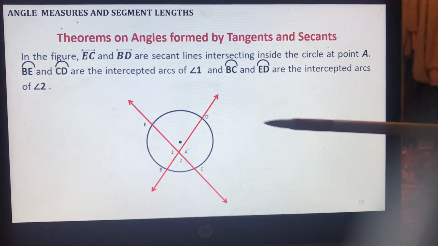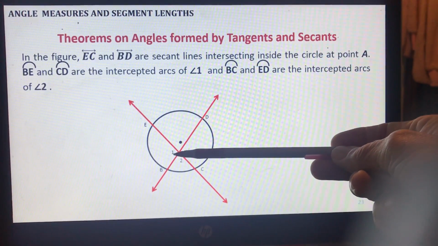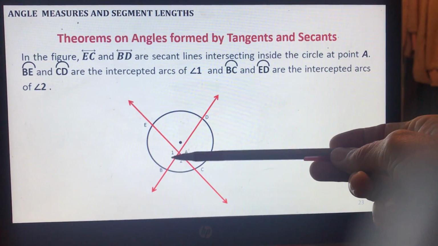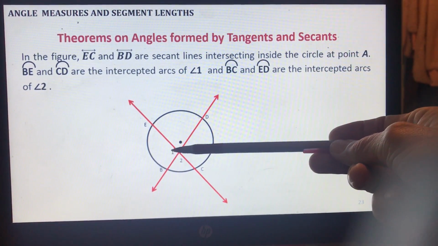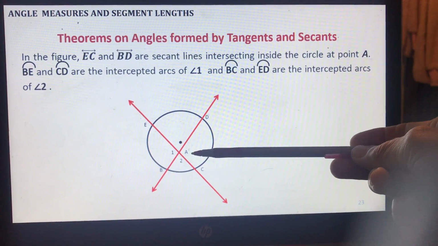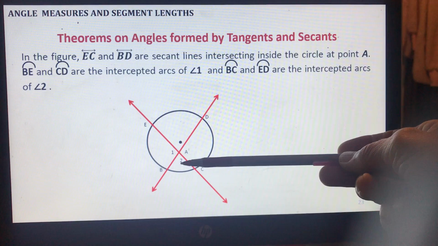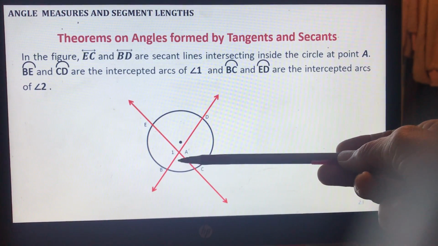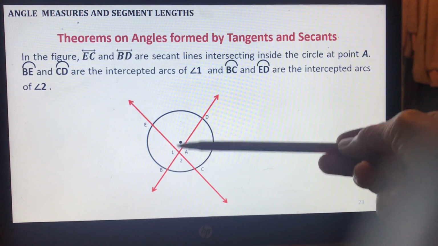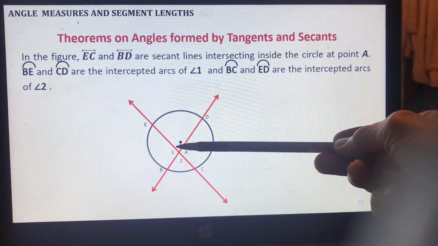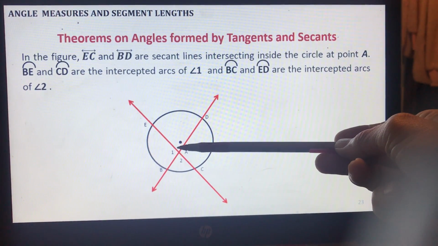Okay, so if we have angle 1 here, the vertical angle to angle 1, which is the opposite angle, would be angle A. We also have angle 2, and the vertical angle to angle 2 is the opposite angle. It's going to be on the opposite side, which would be this angle here.